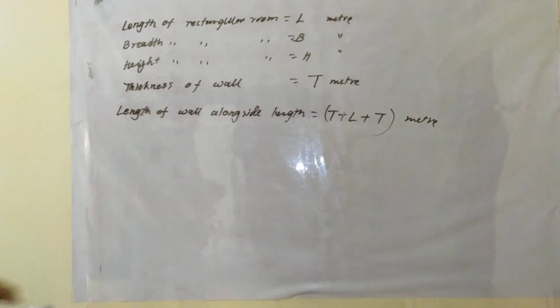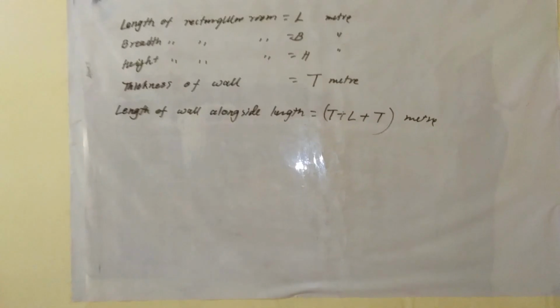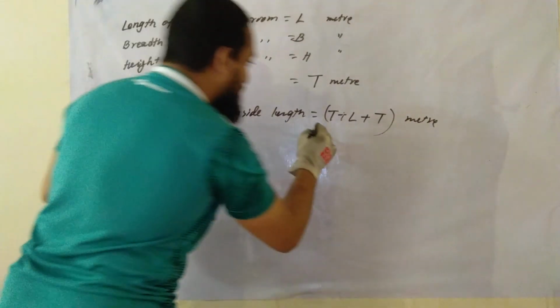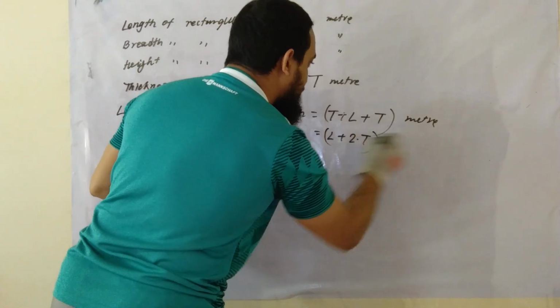Why do you add thickness twice? Because again, look here, this is the length, so we add thickness here, another thickness here, so 2 thickness. Therefore we can write directly length plus 2 into thickness meter.